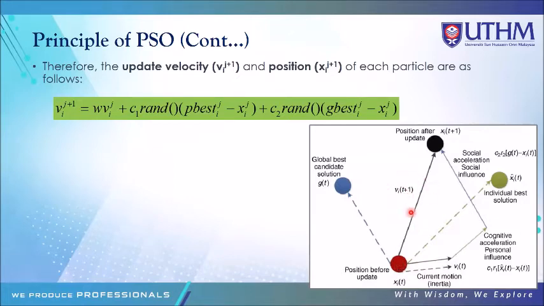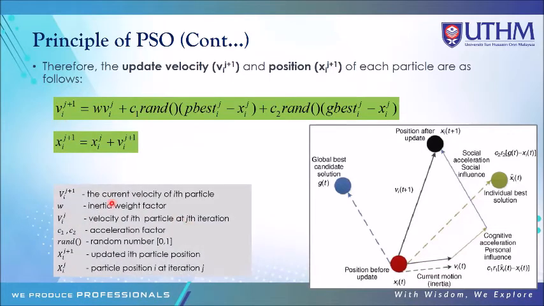This velocity is basically influenced by the global best candidate solution, we call it G best, and it is also influenced by the personal best, we call it P best, which is its own best solution. And then this current position will move to the next position by using this equation. This is the next position of the particle, and this is the current position of the particle. So it moves according to the velocity. This velocity is influenced by the personal best position and the global best position. In terms of mathematical equation, this is the equation of velocity, and this one is the updated position of the particle.